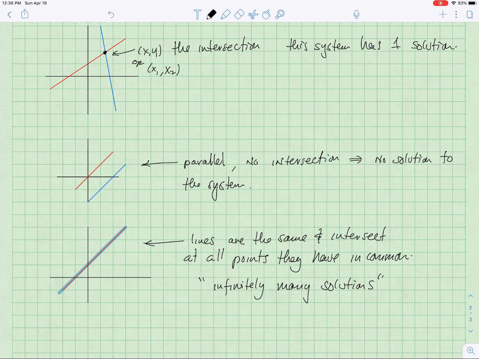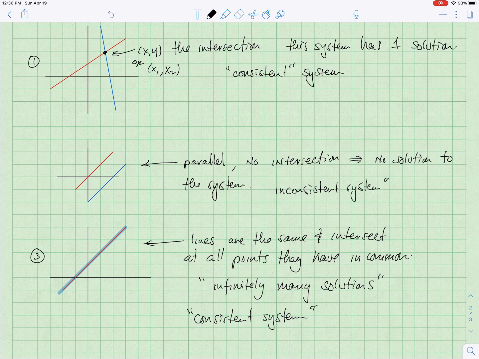And in the first one, and the third one, there actually are solutions. This is called a consistent system. As is this. This is a consistent system. This is an inconsistent system. And that refers to simply whether or not it has a solution. The system has a solution.